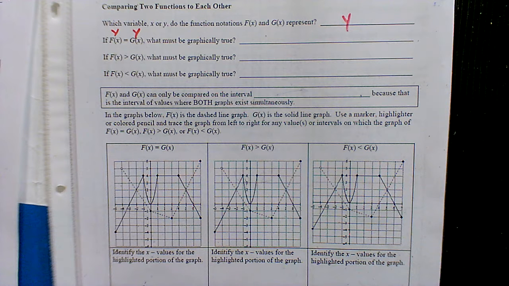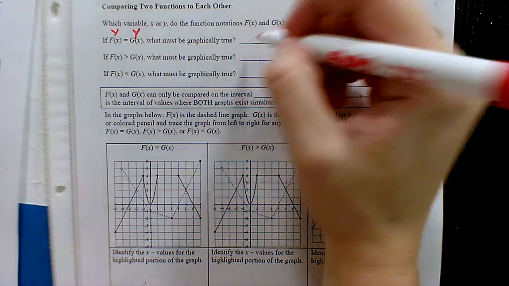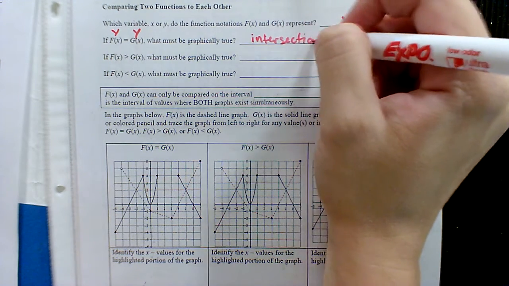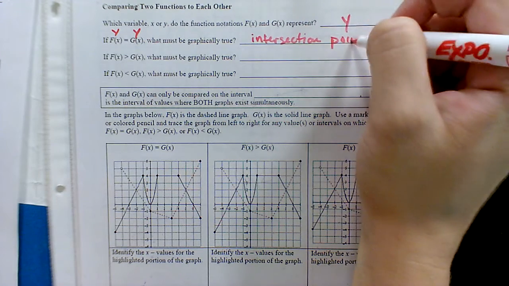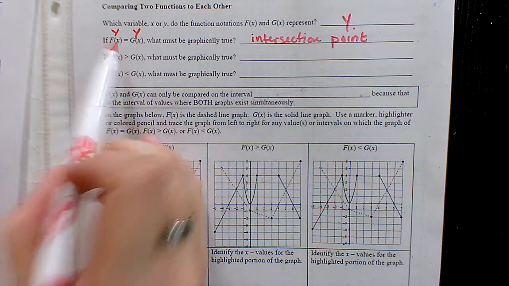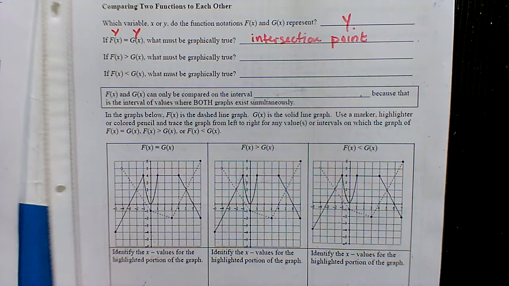So if you share a point in common, that point is where they cross or intersect each other. So on the graph, we're looking for the intersection point. Does that make sense? Notice how if the y values are exactly the same, you must have that y value or point in common, where they cross each other.